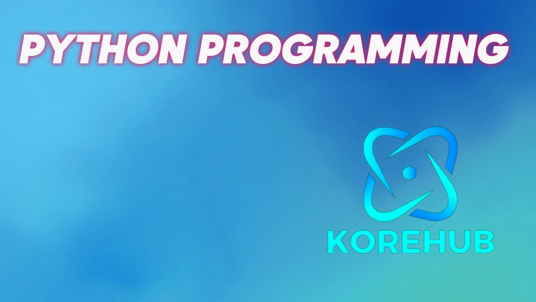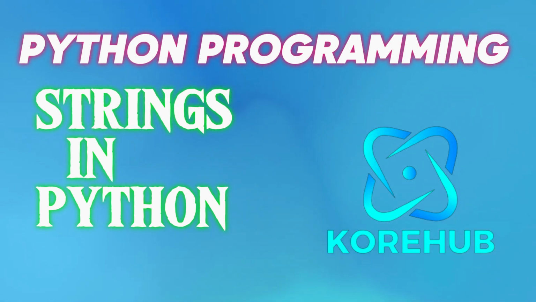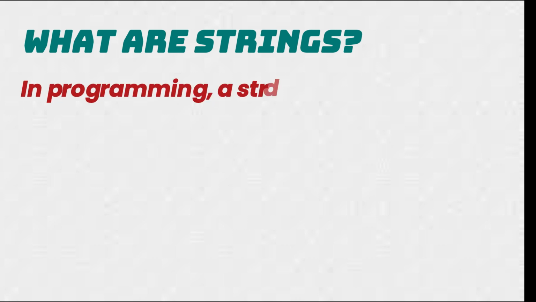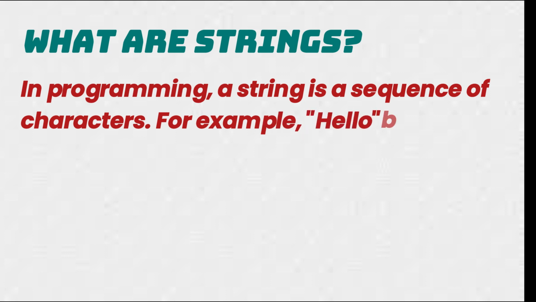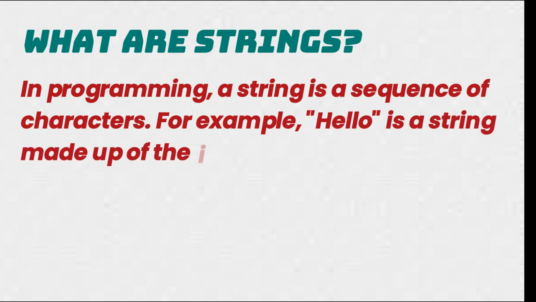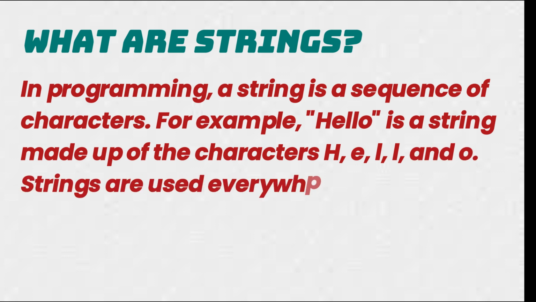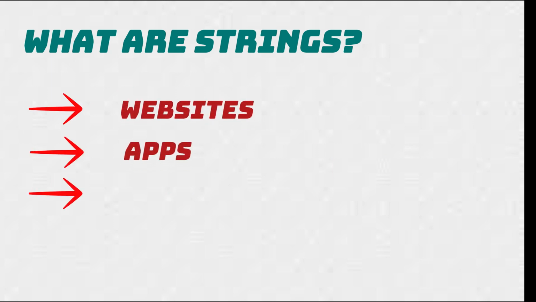Today we are diving into strings in Python. Strings are a fundamental part of programming, and understanding them will help you handle text in your programs. What are strings? In programming, a string is a sequence of characters. For example, hello is a string made up of the characters H, E, L, L, and O. Strings are used everywhere, whether you are making websites, apps, or games, to display text to the users.